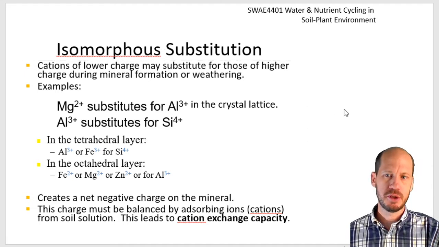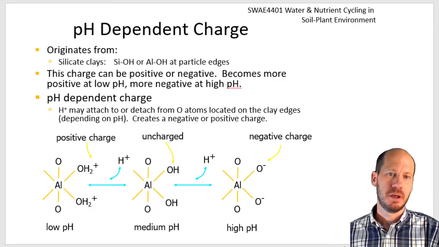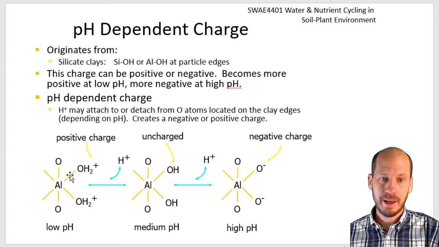So this isomorphous substitution is generating permanent charge on the soil, the charges that are independent of pH. Whereas the pH-dependent charges are formed on the surface of these clays. On the clays, they're more present on the edges, and on organic matter all over the organic matter, and on the iron and aluminum oxides all over them, but on the clays, on the edges of the lattices.